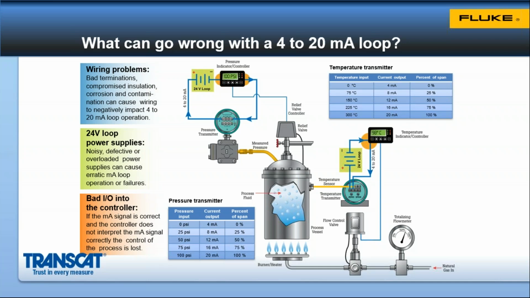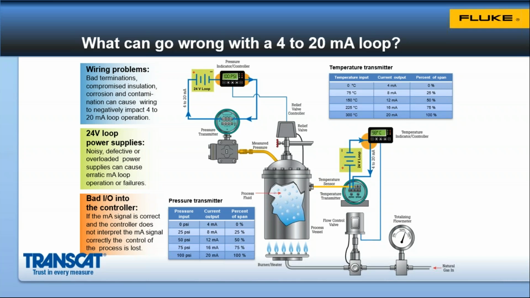Corrosion, contamination can cause the wiring in and out of connectors to negatively impact 4 to 20 milliamp signals, because that additional resistance, in the series circuit where those connections are made, can cause the control loop to act erroneously. The 24-volt loop power supply can be noisy or defective. They can be often overloaded. A noisy or erratic power supply can cause the milliamp signal to be noisy or undependable in its operation. So a good 24-volt loop power supply is required.